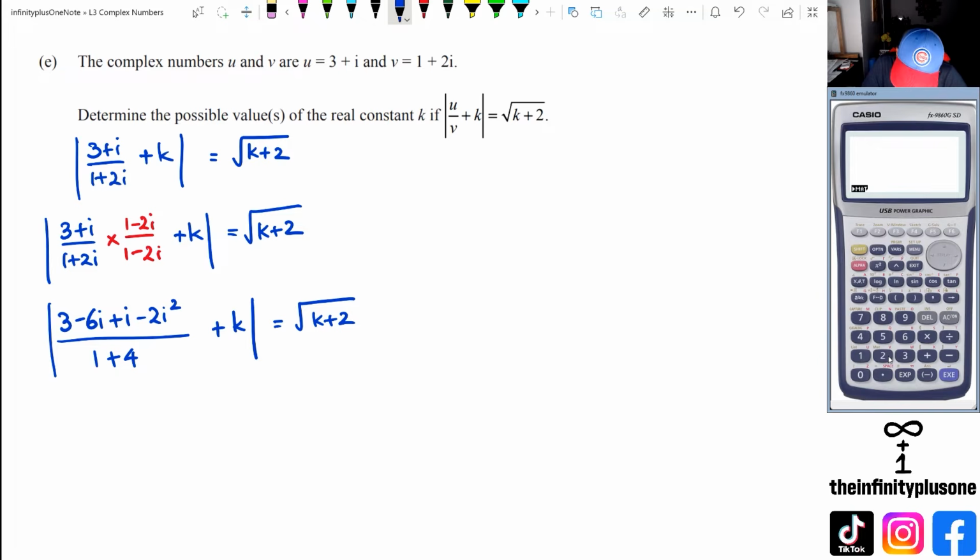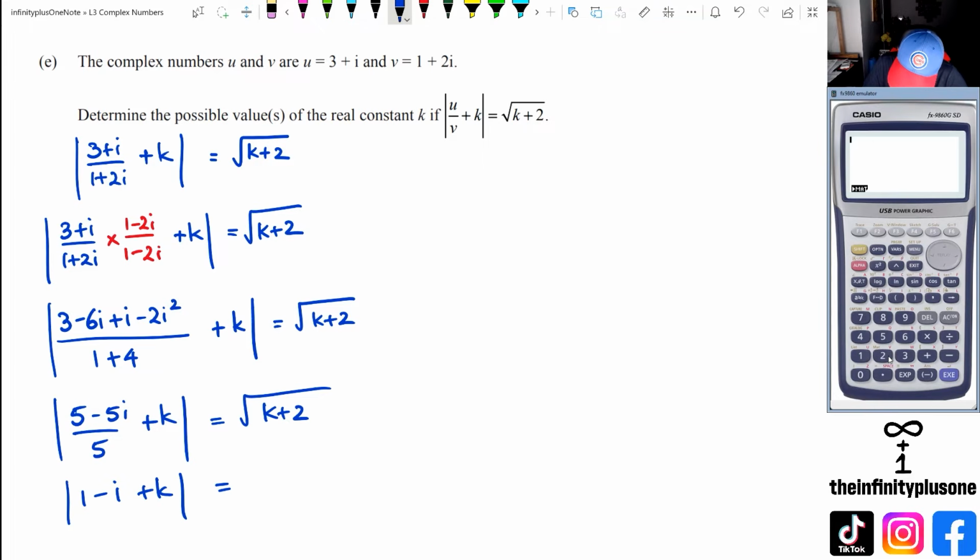Now let's simplify the numerator. We've got negative 2i squared, which changes to plus 2. So 3 plus 2 is 5. We've got (5 - 5i) divided by 5, plus k, equals the square root of k + 2. Now I can simplify this. 5 over 5 is 1, so that's going to be negative i plus k equals the square root of k + 2.